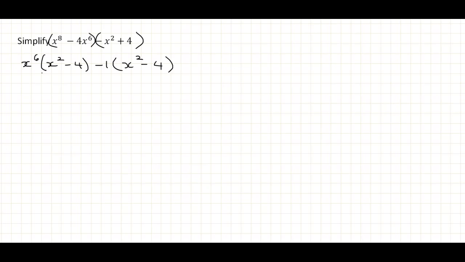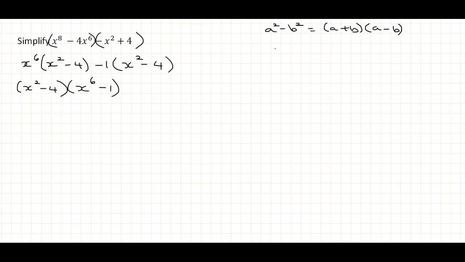Okay. What we're now going to do is we're going to find our greatest common factor, which is going to be x squared minus 4. And then our other factors are x to the power of 6 minus 1. So now let's go ahead and write our difference of two squares. A squared minus b squared is equal to a plus b multiplied by a minus b. So let's do that for each of these.